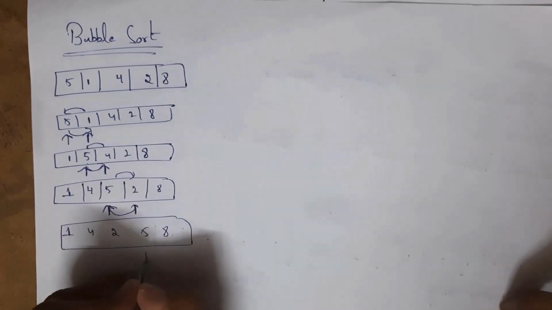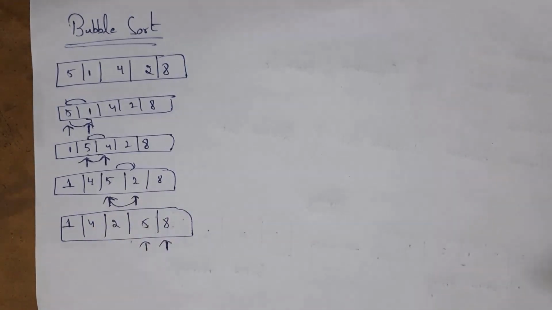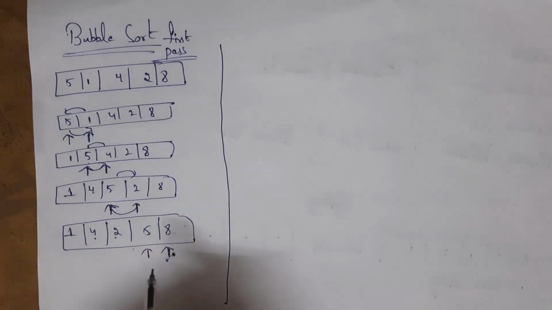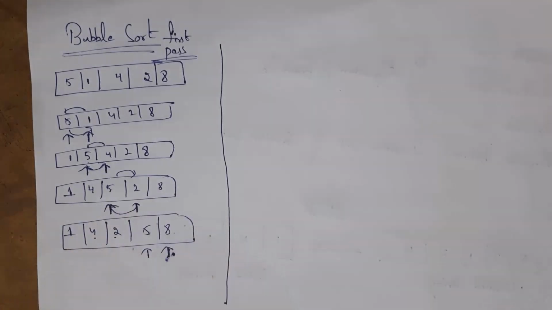Now my cursor is here and move cursor to next position. So my cursor reached the last position. 5 and 8 both are in correct order. So there is no need of swapping. Here cursor reached the last position, but elements are not in proper order. That is, still it is an unsorted array.